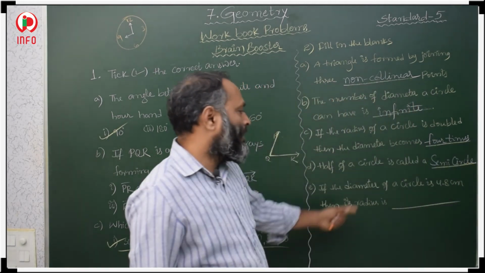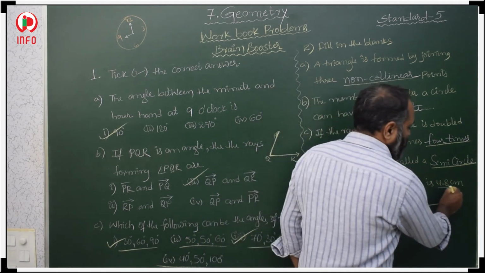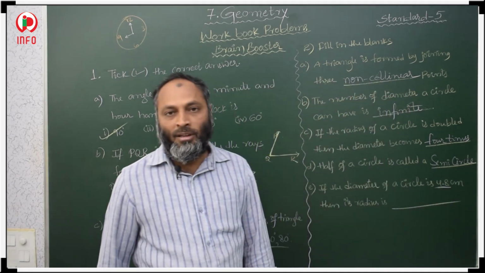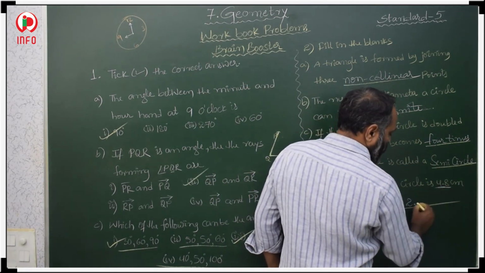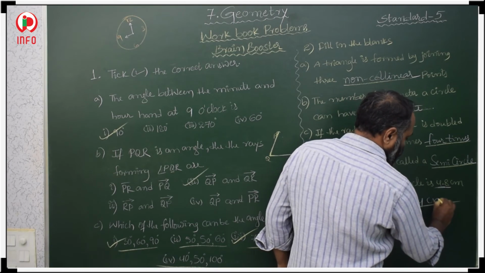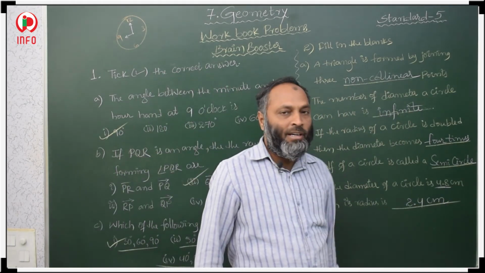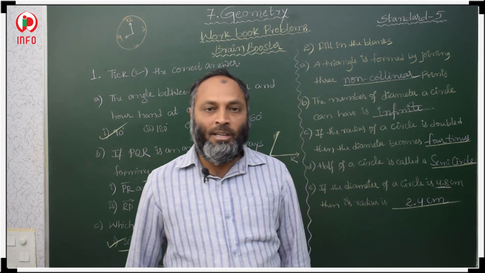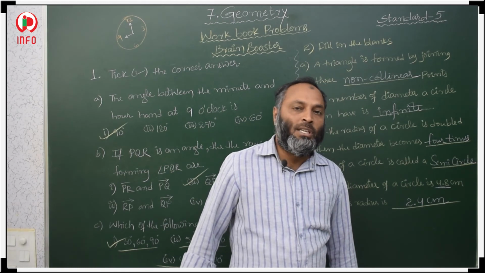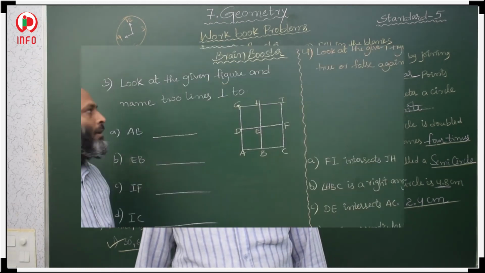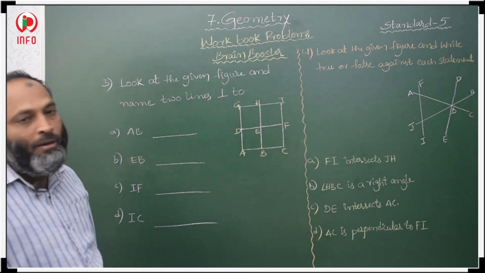Next, if the diameter of a circle is 4.8, then what is the radius? The diameter is given as 4.8. Then the radius is half of the diameter. Half of 4 is 2 and half of 8 is 4, so 2.4 centimeters. So this is the radius. If the diameter is given, then how to find the radius? Half of the diameter is the radius, that is 2.4 centimeters.